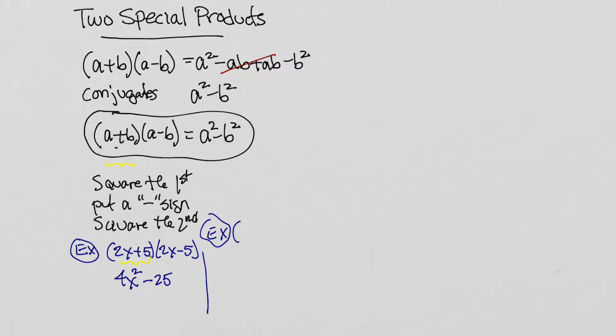Let's look at another example. How about if we had maybe like 7x plus 3y and 7x minus 3y? All right, I'm going to identify maybe one of these, and then I'm going to talk my way through this pattern. So I'm going to square the first, right there. So if I square the first, I get 49x squared, 7x times 7x, 49x squared. Then put a minus sign, and square the second. If I square this, I get 9y squared.